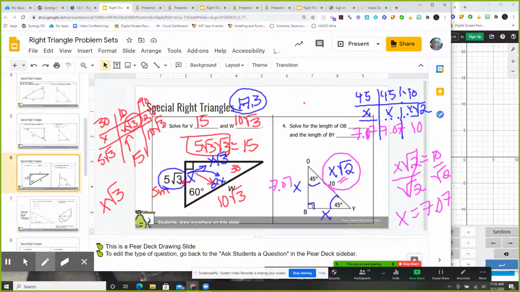Yeah. I agree. My zeros look all kinds of crazy. That's it for that slide.